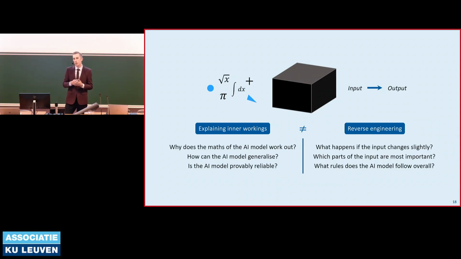I'm more looking into how these models behave, just based on the inputs and the outputs. And then we can answer questions such as, what happens with an output if I just change an input slightly? Or what parts of the input are important to get a specific outcome? Or maybe there are some general rules that the model is following. So this is what I mean with explaining.